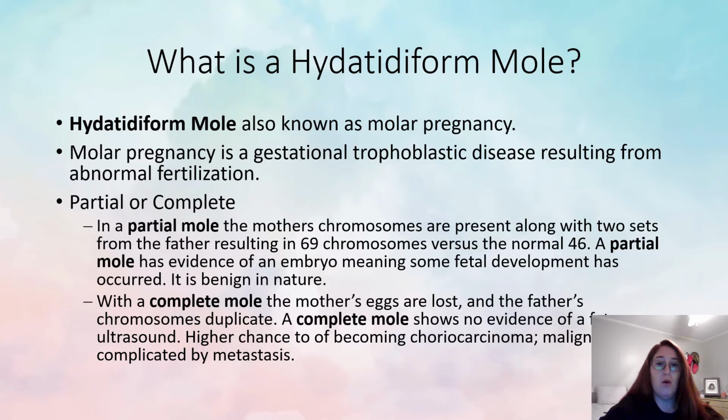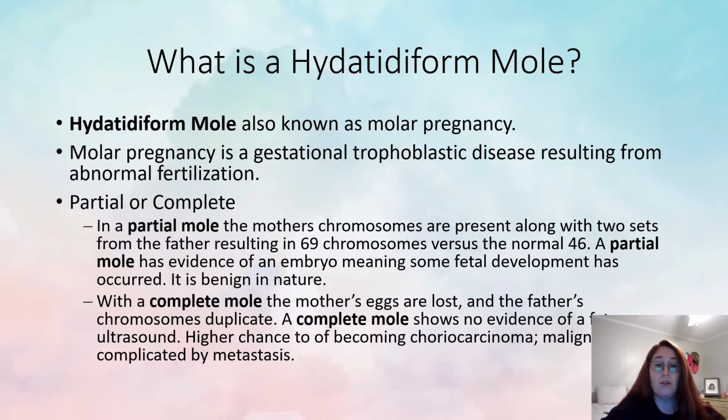A Hydatidiform mole is also known as molar pregnancy, which is a gestational trophoblastic disease resulting from abnormal fertilization. It can be partial or complete. In a partial mole, the mother's chromosomes are present along with two sets from the father, resulting in 69 chromosomes versus the normal 46. A partial mole has evidence of an embryo, meaning some fetal development has occurred. It is also benign in nature.